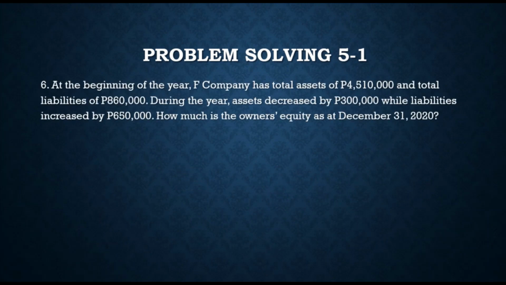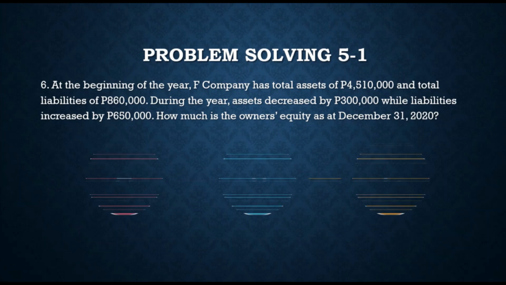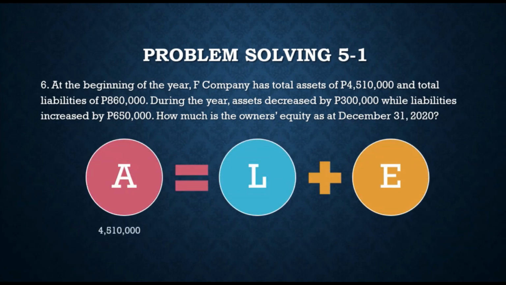Last problem, number 6. At the beginning of the year, F company has total assets of 4.51 million and total liabilities of 860,000. During the year, assets decreased by 300,000 while liabilities increased by 650,000. How much is the owner's equity as at December 31, 2020? So sa ating accounting equation, meron daw assets na 4.51 million and 860,000 na liabilities at the beginning of the year. Tapos, during the year, assets decreased by 300,000, while liabilities increased by 650,000. Magkano daw yung owner's equity at the end of the year?